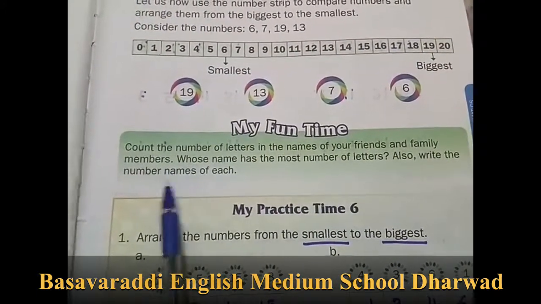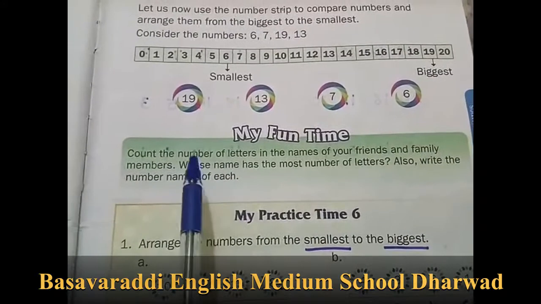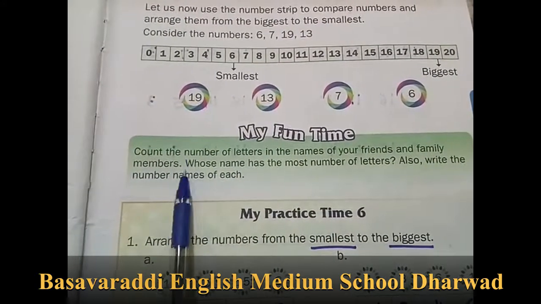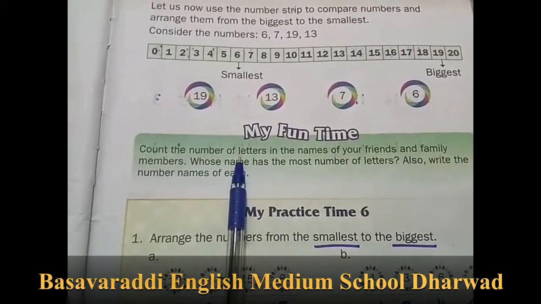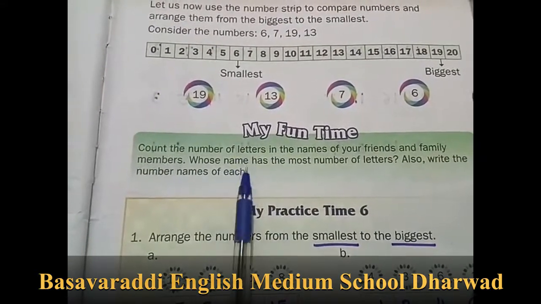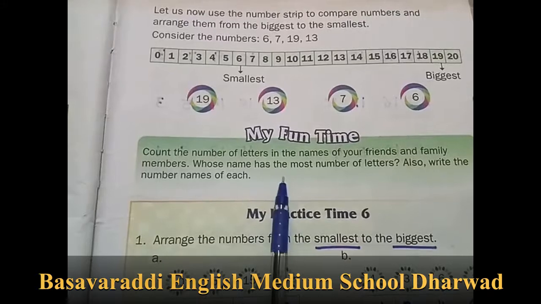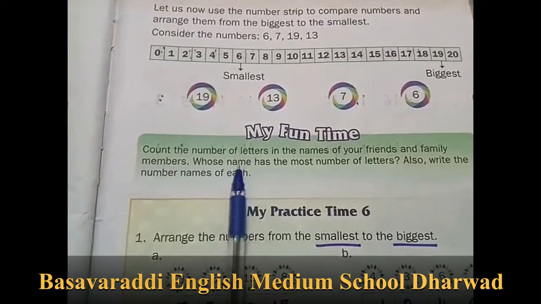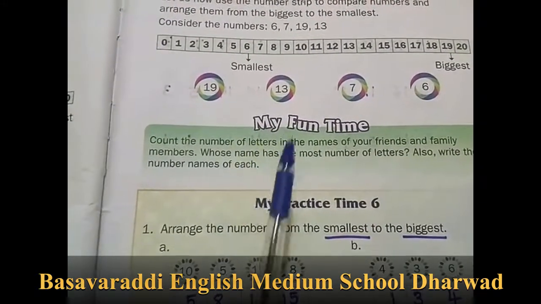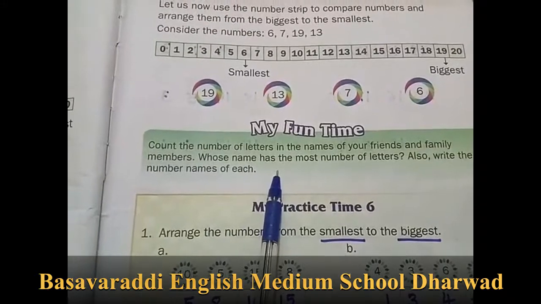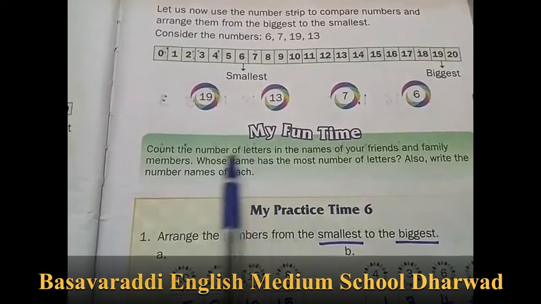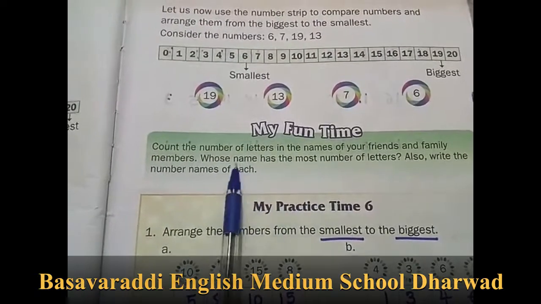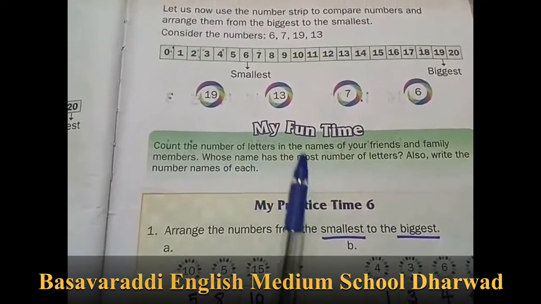Also write the number of letters in each name. You have to count the letters in the name. So Pinky means P-I-N-K. Pinky is 4 letters. Like this, take your family members or friends, count the letters, and arrange them in ascending and descending order, that is, smallest to biggest and biggest to smallest.